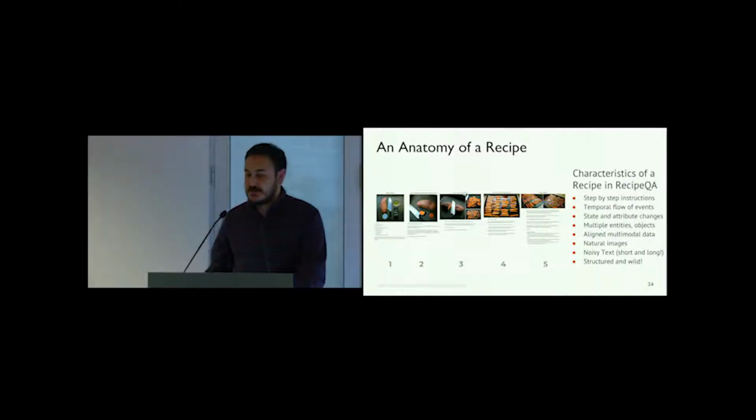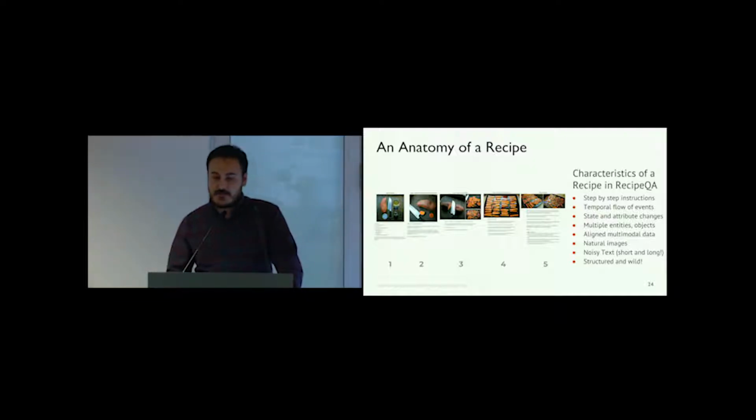When we look at the characteristics of a recipe in RecipeQA, we have step-by-step instructions, temporal flow of events, state and attribute changes, multiple entities and objects, and aligned multimodal data. Our images are natural, and the text we have is noisy, short as in step titles, long as in step descriptions. The data we have is quite structured because we have segmented steps for each recipe, but can be wild at a more granular level because authors can write whatever they want or include whatever they want.